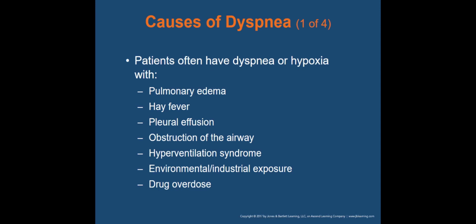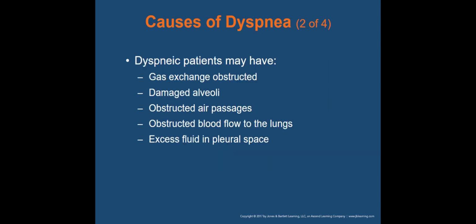Patients often have dyspnea, which is difficulty breathing, or hypoxia if they experience things like pulmonary edema, hay fever, pleural effusion, obstruction of the airway, hyperventilation syndrome, environmental industrial exposures, and drug overdoses. Dyspneic patients may have gas exchange obstructed. They may have some damaged alveoli. They may have obstructed air passages, either by foreign embolus or by too much mucus, obstructed blood flow to the lungs. That could be pulmonary embolus. That could be an air embolus, or it could be a clot that breaks off from something else, and excess fluid in the pleural space.